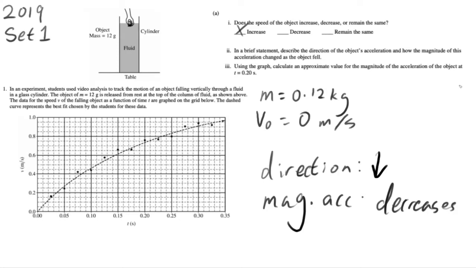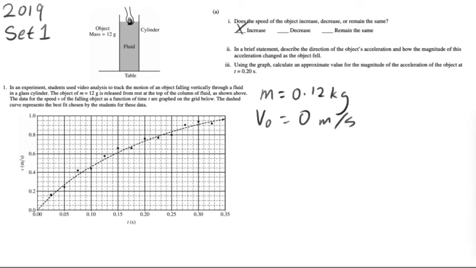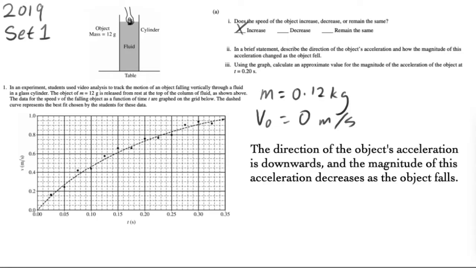But in these questions, you have to write in sentence format because it asks for a brief statement. So on the real test, I would write, the direction of the object's acceleration is downwards, and the magnitude of this acceleration decreases as the object falls.